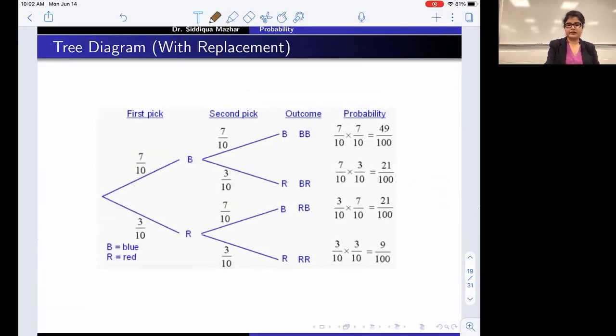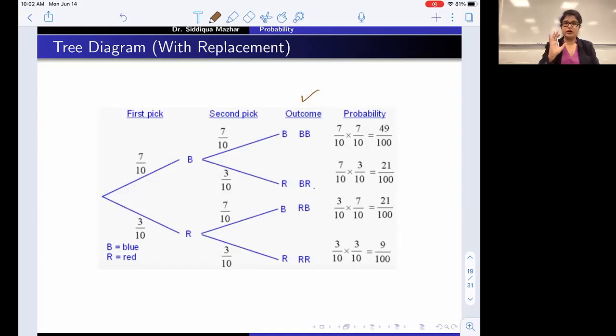So BB, this is what it says, the outcome that I'm writing, probability of B and probability of B. This is how it will be written down. The first branch is giving me BB, the second branch is giving me BR. So I'm writing it down in different symbols. So it means we have 4 outcomes in the total sample space.